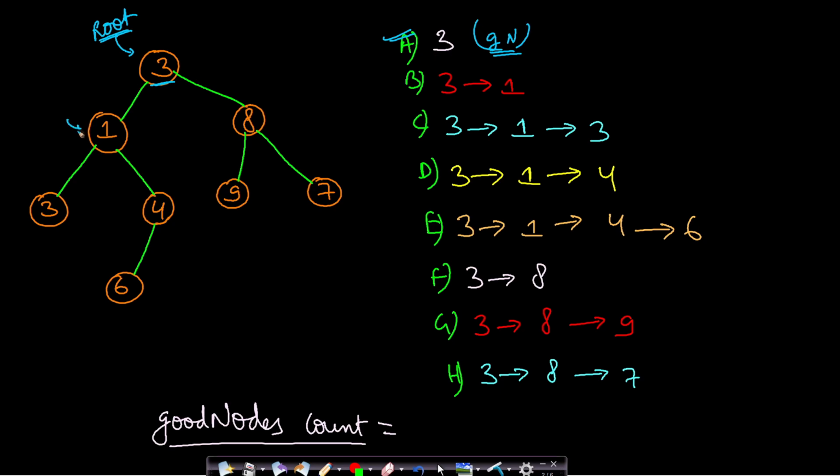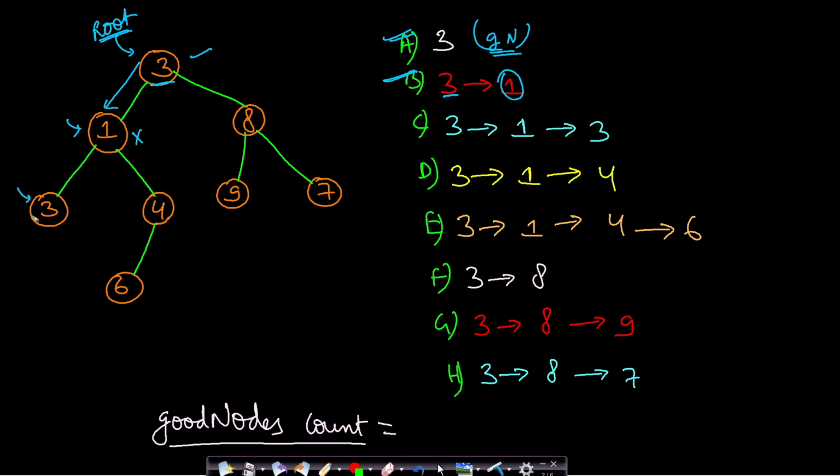Now let's look at this node 1. What is the path from root to this current node 1? It is 3, 1. It has been denoted here in sequence B. So if we look at this sequence 3, 1, is there any node in the sequence which is greater than this 1? There is node 3 which is greater than this 1. And therefore this will not be a good node. This was a good node, this is not a good node.